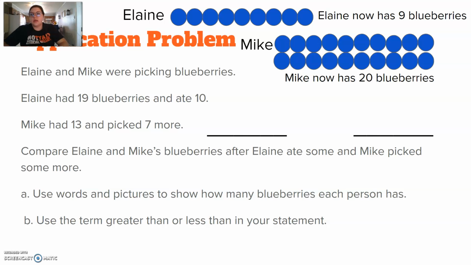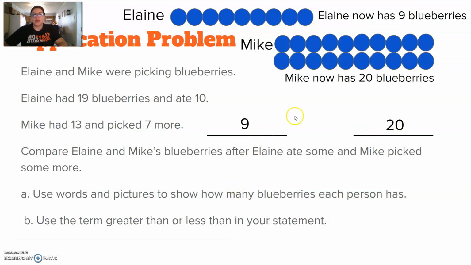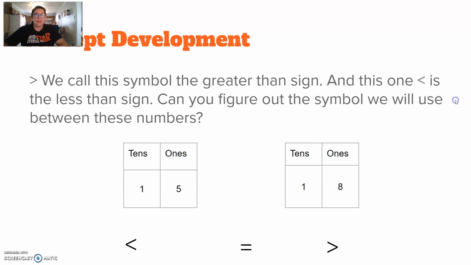So they want us to compare 9 and 20. So we're going to put Elaine's 9 and Mike's 20. It says use the term greater than or less than in your statement. So is 9 less than 20 or greater than 20? We know that 9 is less than 20.